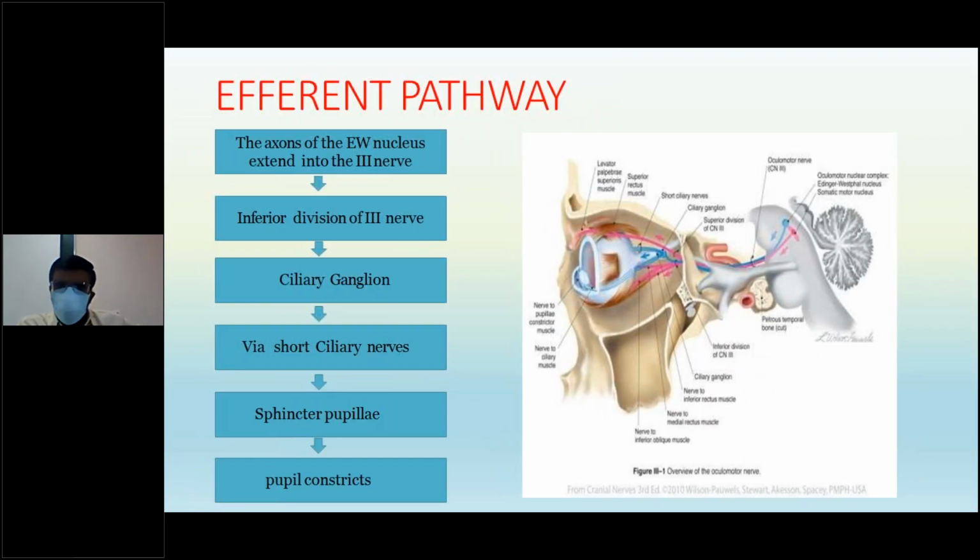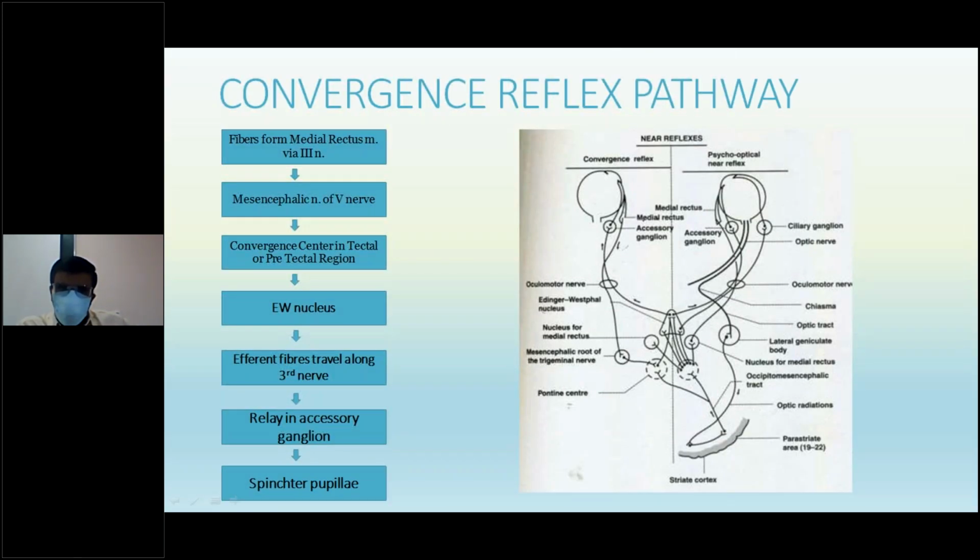Efferent pathway: from the Edinger-Westphal nucleus, the inferior division of the third nerve reaches the ciliary ganglion. The preganglionic fibers are in the inferior division of the third nerve. The postganglionic fibers are the short ciliary nerves, which reach the pupillary sphincter muscle and cause constriction of the pupil. That is the efferent pathway. The light reflex consists of the afferent pathway and the efferent pathway. This one is the convergence reflex.